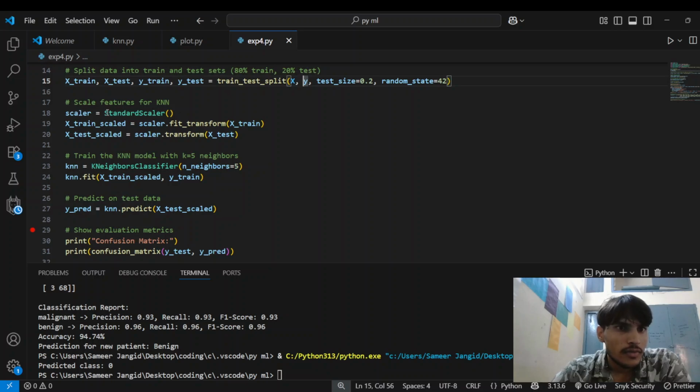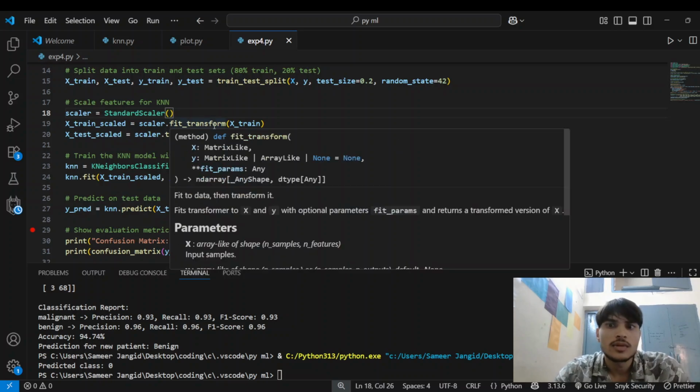Then we have the StandardScaler function. StandardScaler is used because we have too many samples of data, and in the KNN algorithm the very first thing is to find the Euclidean distance. If the scale of all the data can be different, then there would be some ambiguity or error. To avoid that, we use this StandardScaler function.